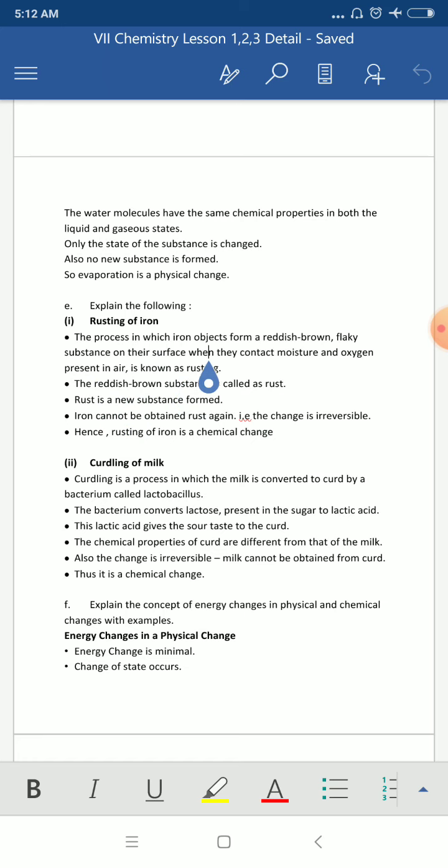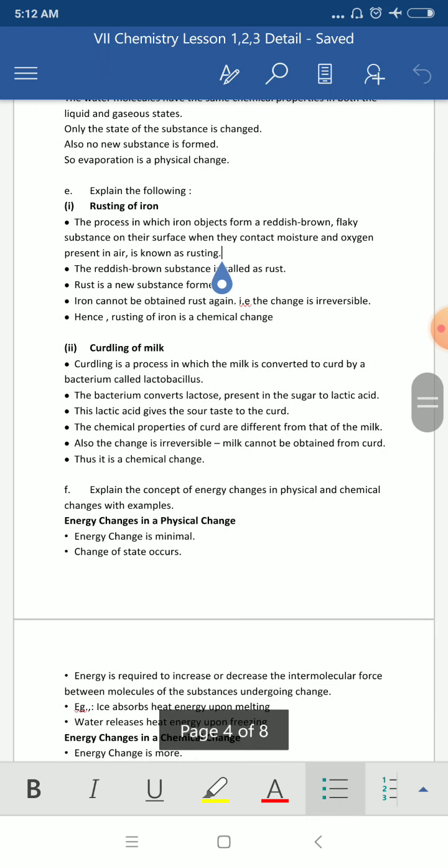The process in which iron objects form a reddish brown or a flaky substance on their surface when they contact moisture or the oxygen present in the air is known as rusting. Then what is called rust? Here the rust is a new substance. We cannot get back iron from the rust. So the change is irreversible and hence the rusting of iron is a chemical change.